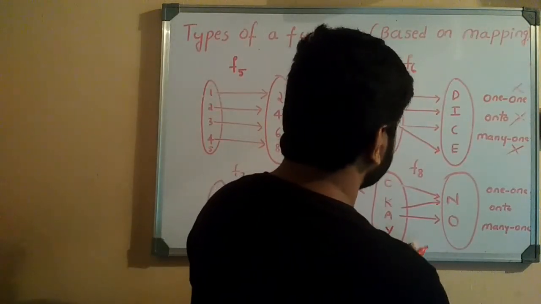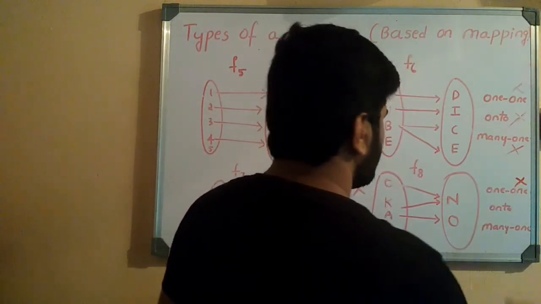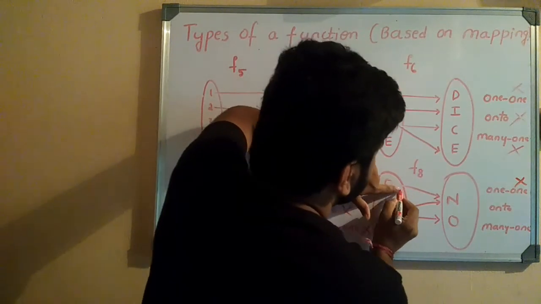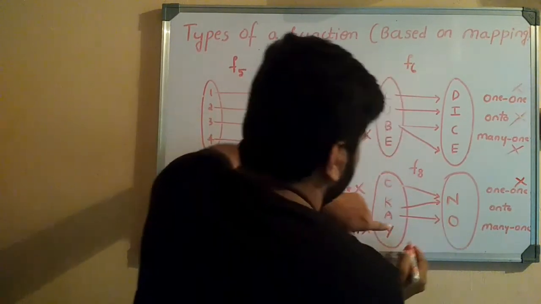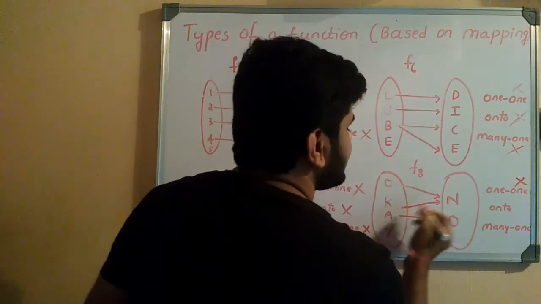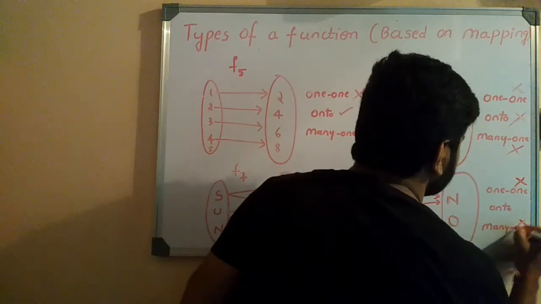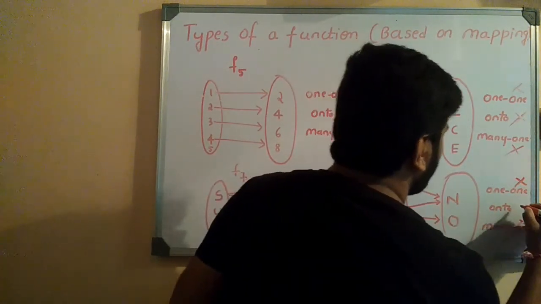So the last problem, so this is not a one-one function and this is not a many-to-one function. Why? Because every element in the domain is not included in a mapping. So this is not a many-to-one function, but this is an onto function.